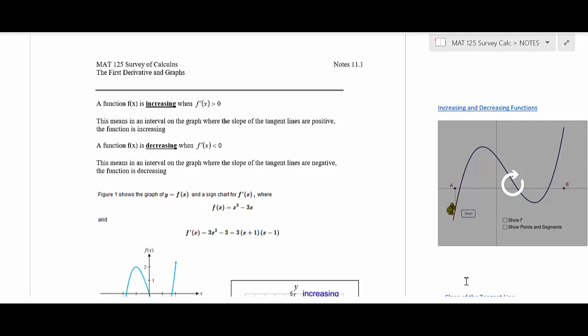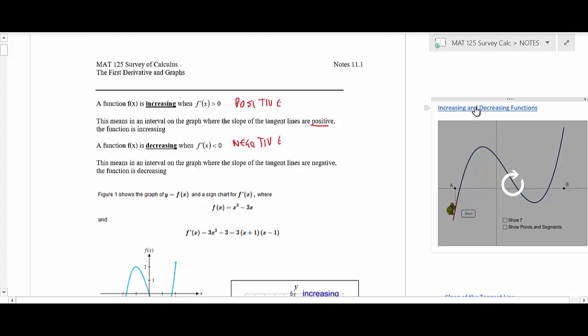Okay, so to begin with, a function is increasing when the first derivative is positive, and we'll talk about that a little bit. That just means that if you find an interval on the graph where the slopes of the tangent lines are positive, then the function's increasing. A function is decreasing when the first derivative is negative.